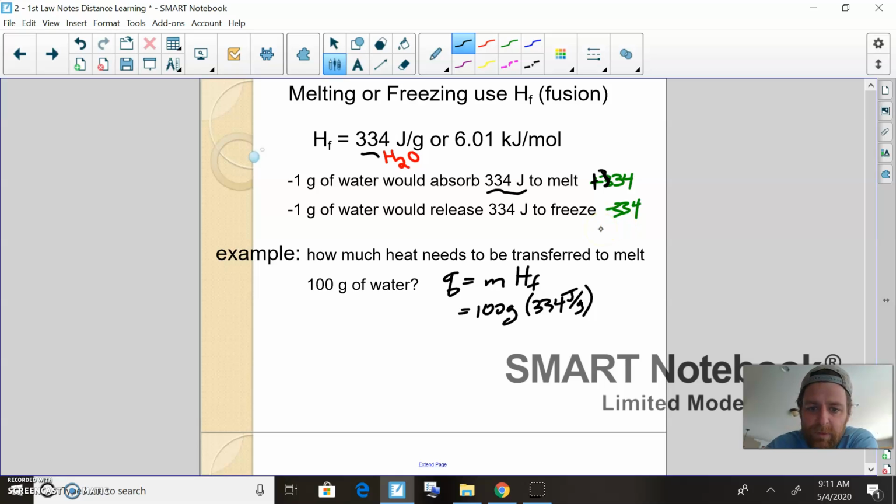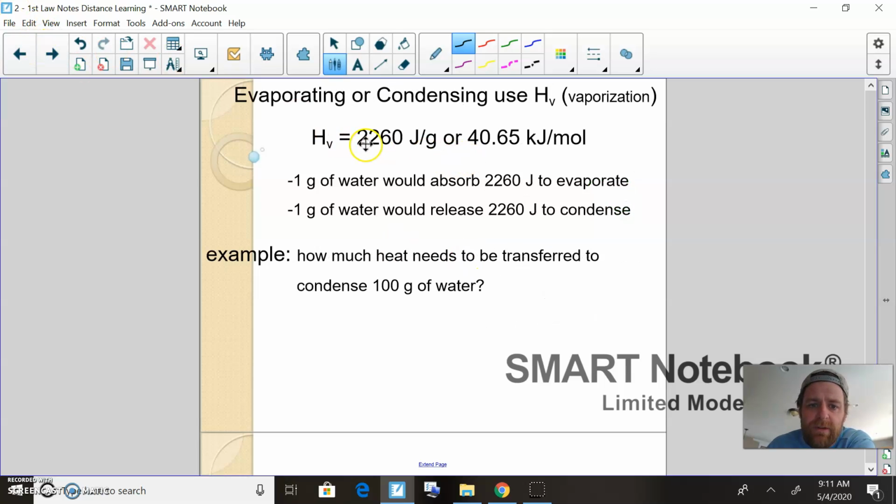How much heat would need to be transferred to melt 100 grams of water? We don't have a temp change, we just want to figure out how much it would take. Take the 100 grams, that's the mass, and multiply it by 334, and you'll be left with joules. Heat of vaporization is 2,260 joules per gram, so 1 gram of water would need to absorb 2,260 joules to evaporate, and it would release that if you cause it to condense.